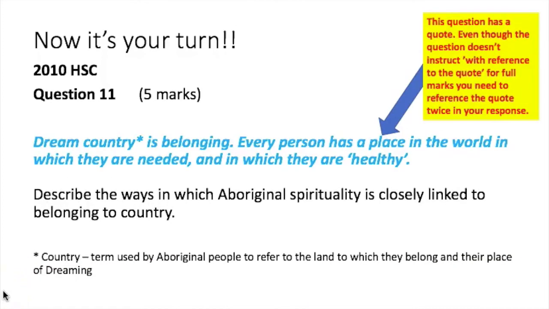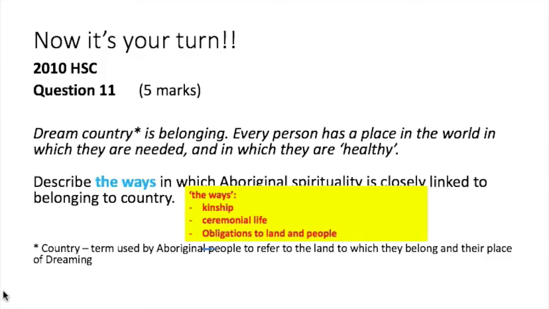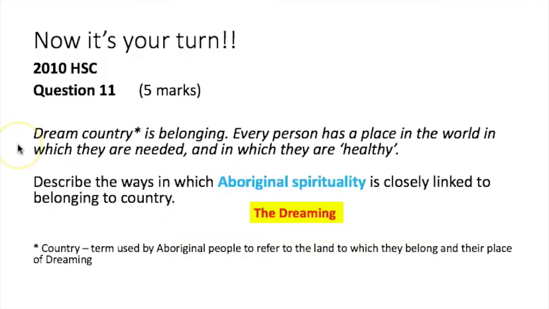So, whenever you're given a quote, you need to refer to it in your response. While this question doesn't ask you to refer to the quote, it is a given. So to describe means to provide characteristics and features of. The ways means how, and the ways in which the Board of Studies want you to focus on is kinship, ceremonial life, obligations to land and people. Aboriginal spirituality refers to the dreaming.